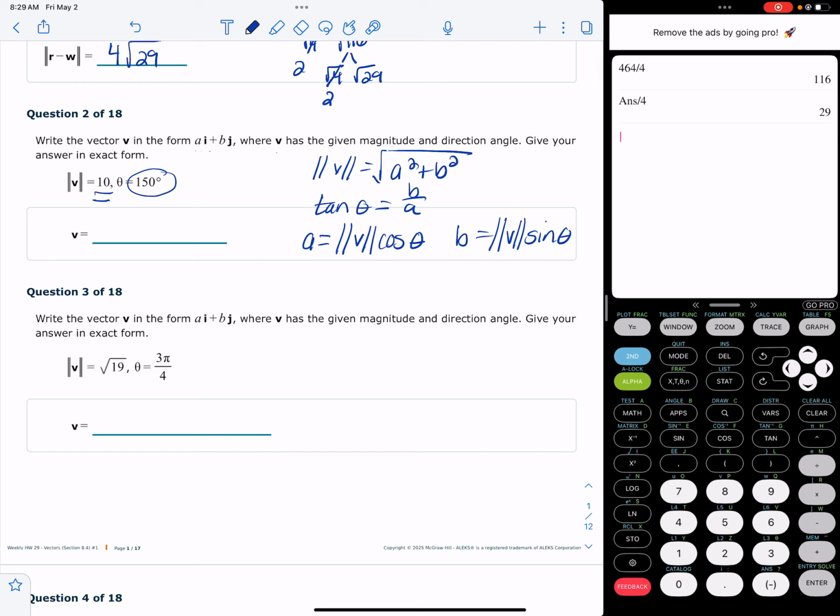So that's what we do here. To find a, which is the coefficient of i, we're going to do 10 cosine of 150. And so that would be 10 times, see, 150 is in quad 2, and it is 30 degrees from 180. The cosine of 30 is the square root of 3 over 2. And in quad 2, cosine is negative. And so a would be negative 5 square root of 3.